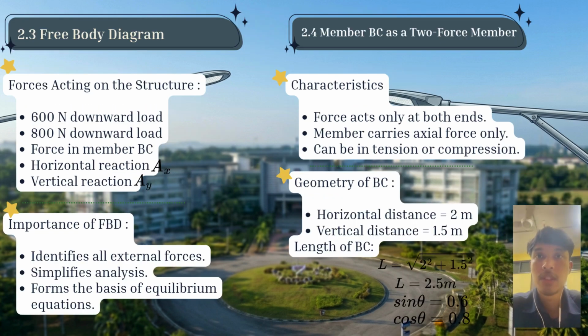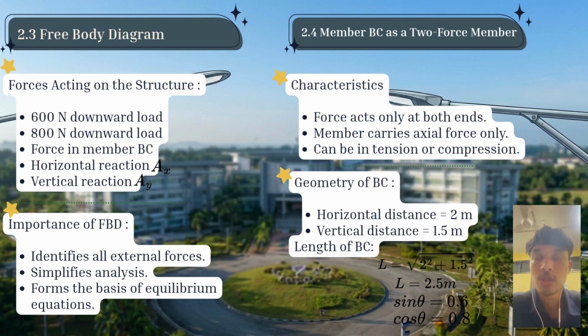2.3 Free body diagram. The free body diagram or FBD is one of the most important tools in statics analysis. An FBD shows all external forces acting on a structure after it has been isolated from its surroundings. For our structure, we identify a downward load of 600 newtons, a downward load of 800 newtons, the force in member BC, and the support reactions at point A. By identifying these forces clearly, we can formulate the equilibrium equations required to solve the problem. Without a correct FBD, the entire analysis may become inaccurate.